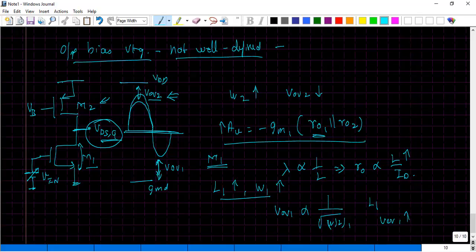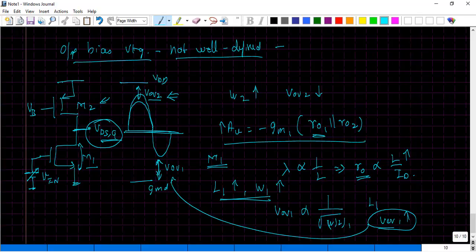So that's the reason why, to improve the gain, or in order to improve the value of R0, we have to scale both the L1 and the width W1 by the same proportion. Else we'll end up with a larger value of VO1, and that in turn would affect the output swing.